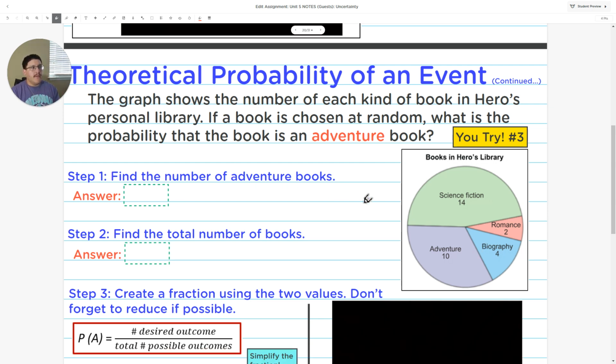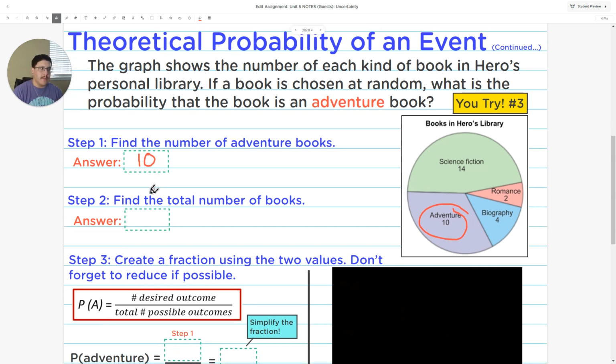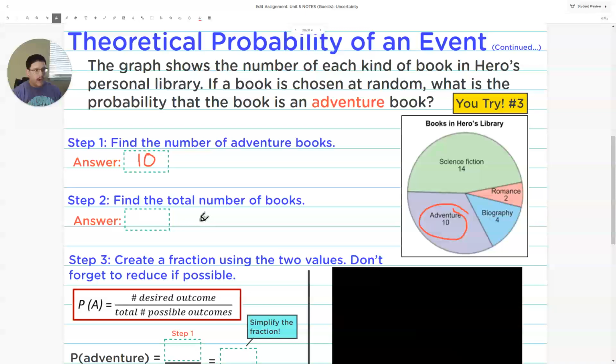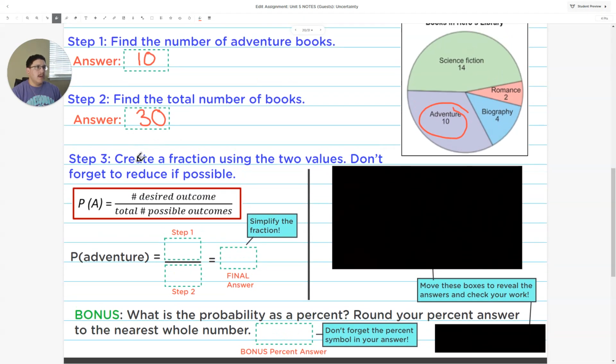So, find the number of adventure books: 10. Hero has 10 adventure books in his personal library. The total amount is to add 10, 14, 2, and 4. We've already done this in the previous problem, so I don't need to exactly show it to y'all, but this is going to be 30. So 10 out of 30.